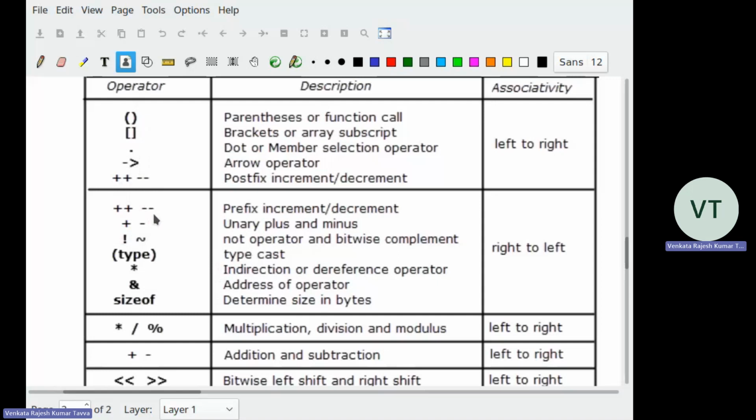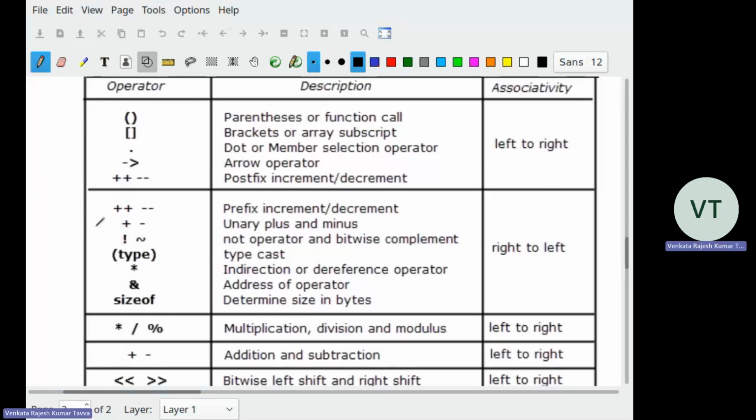This plus minus is unary plus and unary minus. This plus minus is binary plus and binary minus. So unary plus minus have higher precedence than binary plus minus. So if I write something like 5 plus minus 5, what will be done? First, this minus 5 is evaluated, and then this will be added to this 5.